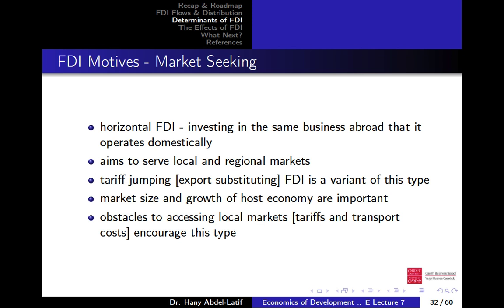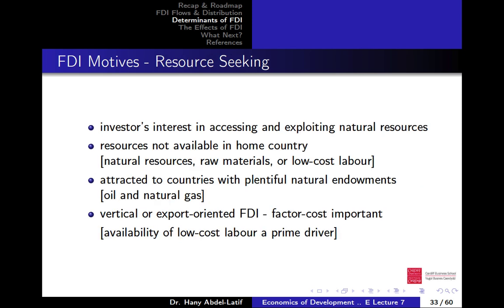Now compare this to resource-seeking FDI. With market-seeking FDI, they are basically just looking for a market; they want to extend their markets, and that's why they go abroad. But resource-seeking investors are interested in accessing or exploiting natural resources, or resources that in general are not available in the home country. These could be oil, natural gas, or even cheap raw material and low-cost labor. This sort of FDI is usually export-oriented: they want to minimize cost and take advantage of cheap inputs, so when they export what they produce, they have some sort of advantage.